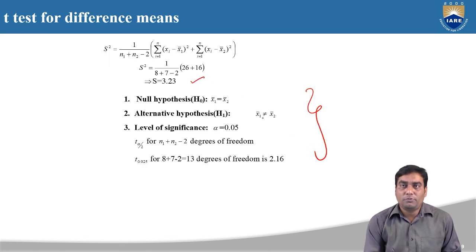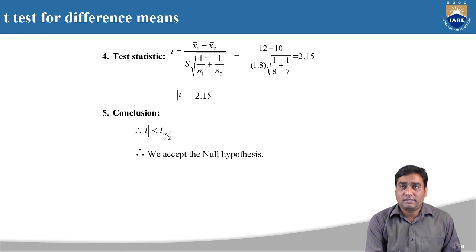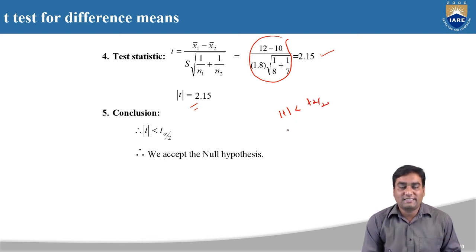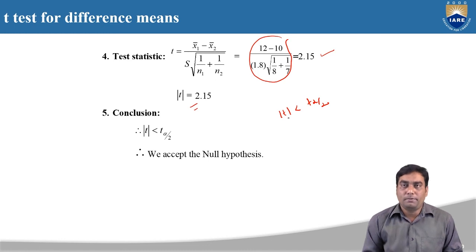Similarly, we can set up the null hypothesis H0, H1, and alpha 0.05 at 13 degrees of freedom, 2.16, which is the tabulated value. And the test statistic t equals x1 bar minus x2 bar by s into under root of 1 by n1 plus 1 by n2. If you substitute all values, we are going to get t equal to 2.15. Taking mod t, it is also 2.15. In this case, mod t is less than t alpha by 2. That means we accept the null hypothesis. Accepting the null hypothesis means there is no difference between the means of the given samples.